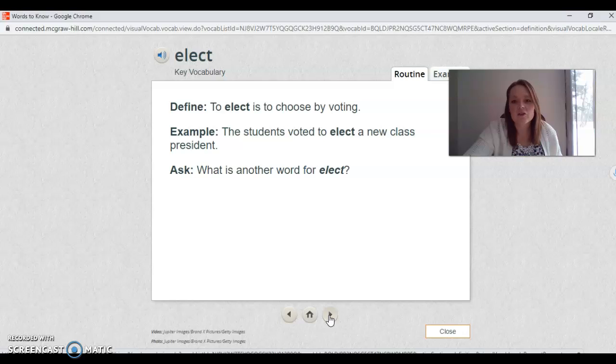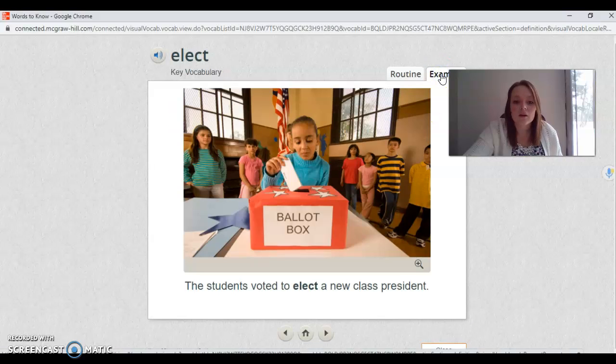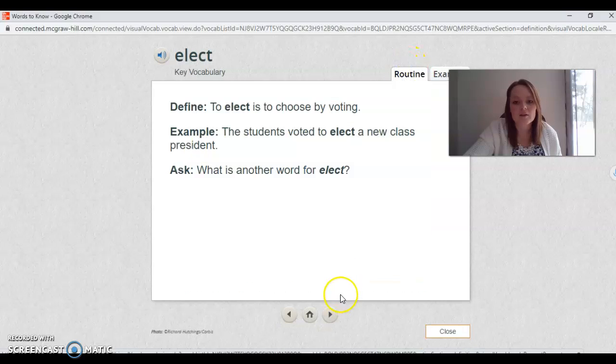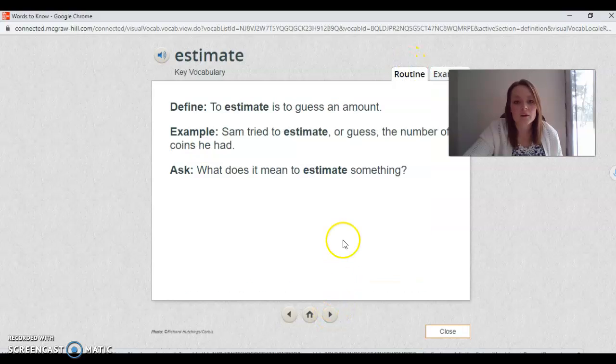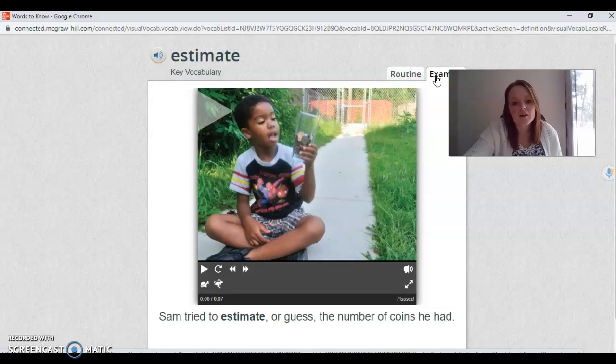Elect. To elect is to choose someone by voting. The students voted to elect a new class president. In November, the people in the United States elected Joe Biden to be our president. Estimate. To estimate is to guess an amount. You probably have done this in math class. Sam tried to estimate or guess the number of coins he had in this class.